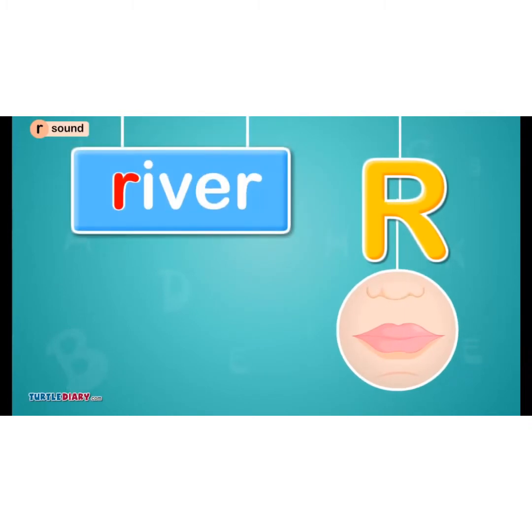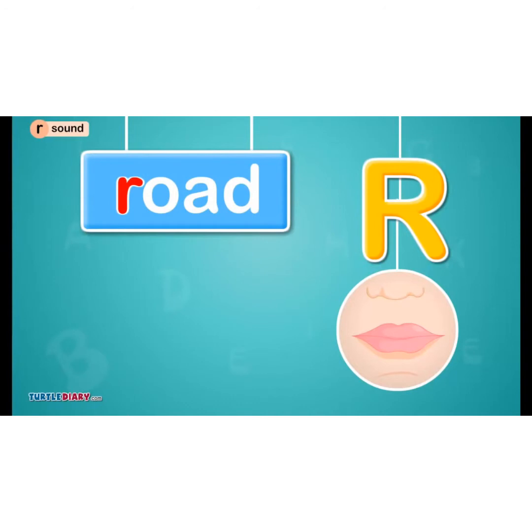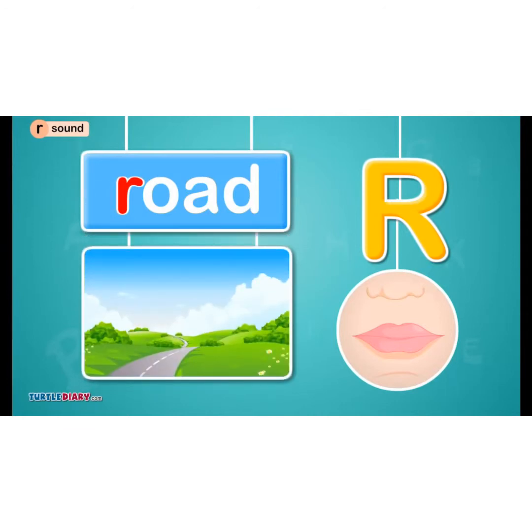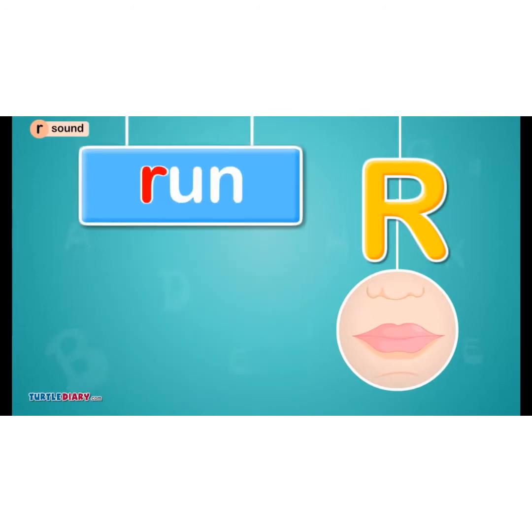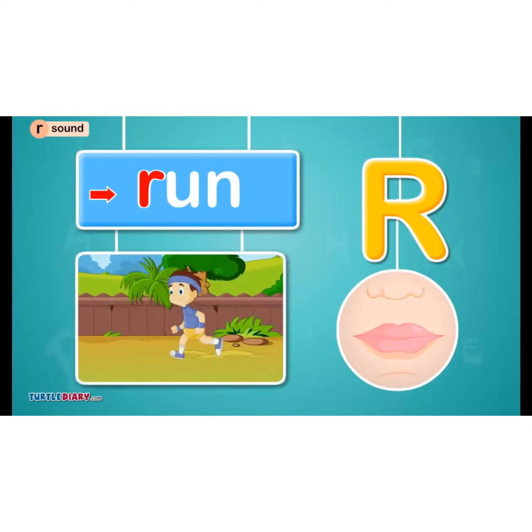Click on the letter that makes the R sound. River. Click on the letter that makes the R sound. Road. Click on the letter that makes the R sound. Run.